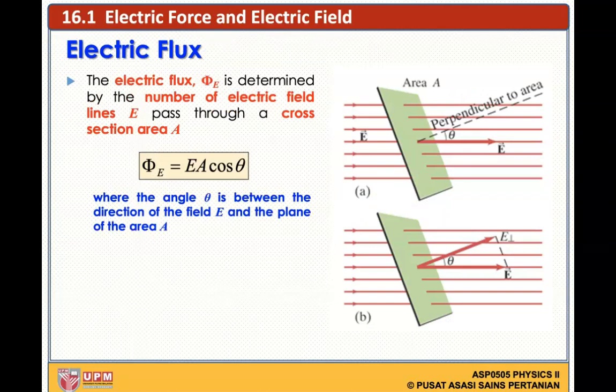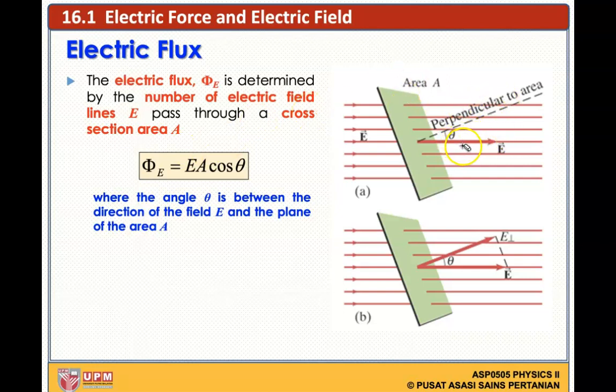Electric flux, given by this symbol, I forgot what it's called, is determined by the number of electric field lines, E, that pass through a cross-section area A. So the equation for electric flux is EA cosine theta. EA, so this is electric field, this is area, or it's written over here. So the angle theta is between the direction of the electric field and the plane of the area A. Okay, so that's the equation.